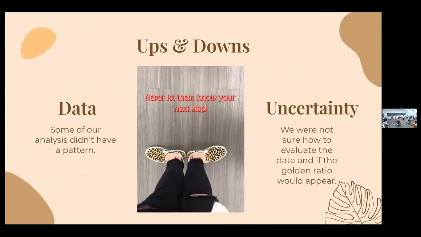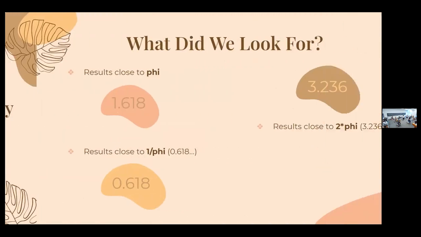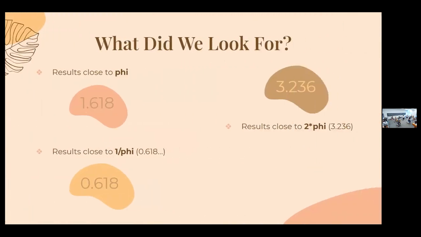After our elective, we had some uncertainty about how we were going to evaluate the data and if the golden ratio would appear. In the end, some of our analysis didn't have a pattern or didn't correlate to the golden ratio. When we started looking at the data, we looked for results that were close to 5 and 2 times 5, which shows that it is exactly like making proportional adjustments to measurements. We also looked for 1/5, which shows that taking the inverse can get you close to 5.